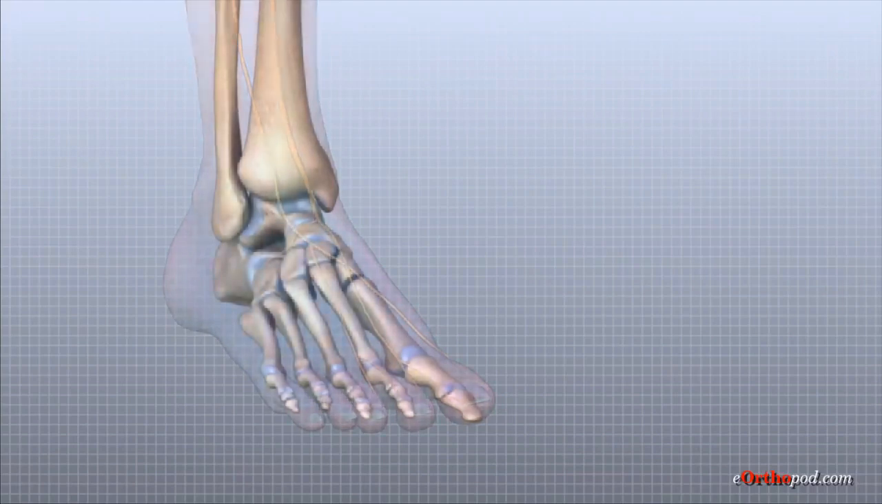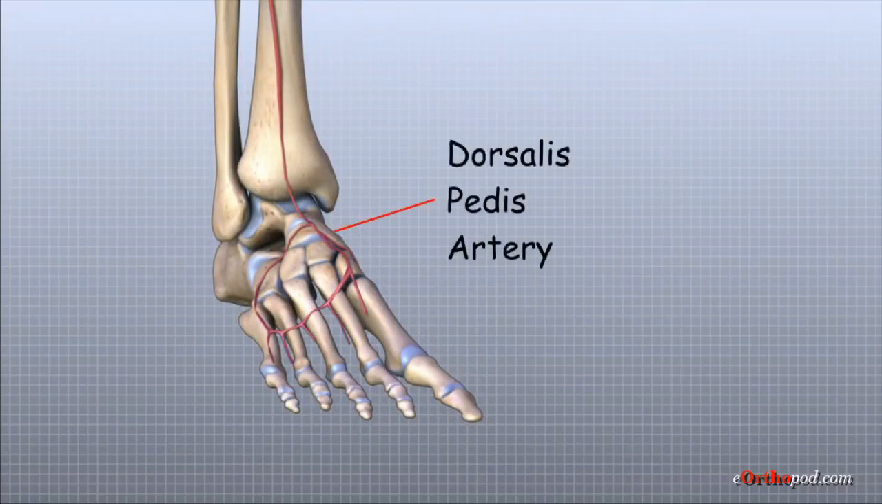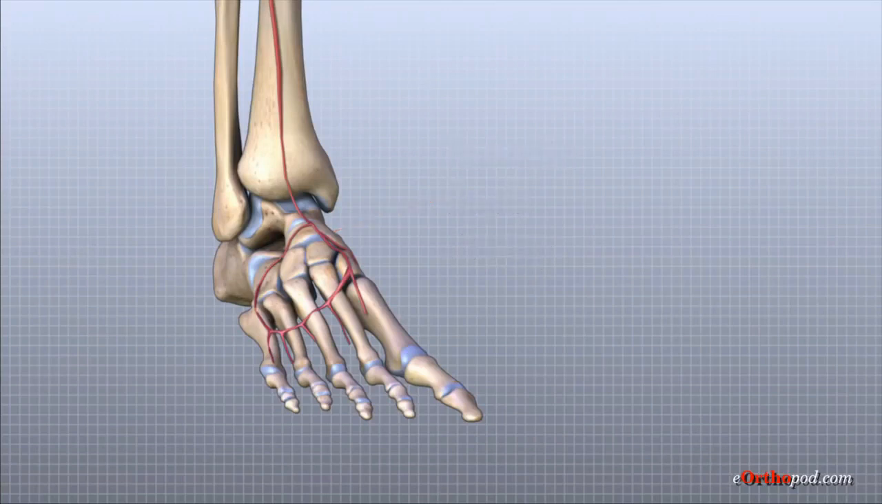The ankle gets blood supply from nearby arteries that pass by the ankle on their way to the foot. There are two main arteries that cross the ankle. The dorsalis pedis artery runs in front of the ankle to the top of the foot. You can feel the pulse where this artery runs in the middle of the top of the foot.